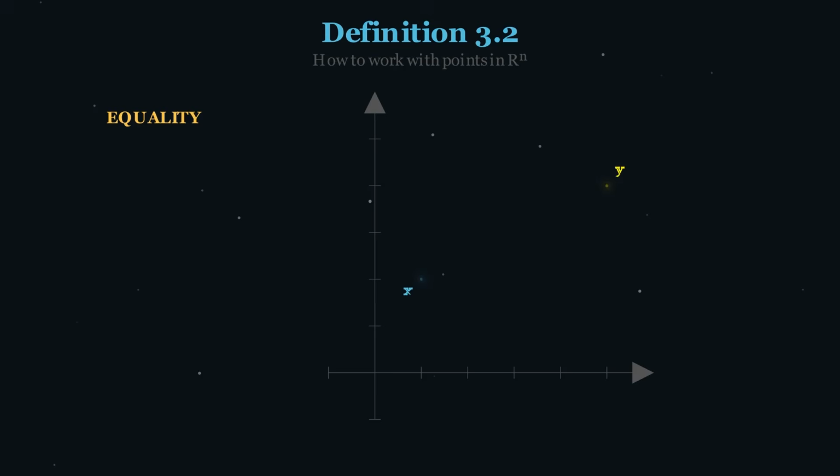Equality. 2 points, x and y, are equal if and only if every single one of their coordinates matches up. x1 equals y1. x2 equals y2. All the way down. Every piece of the address has to be the same. Not almost the same, exactly the same.